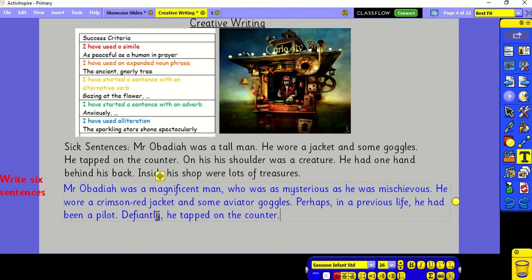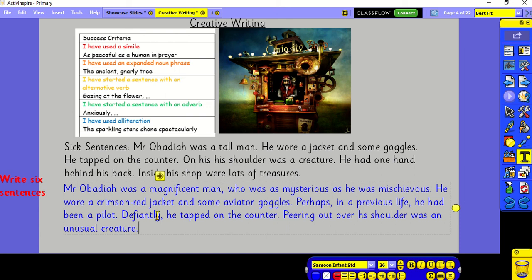Next sentence, on his shoulder was a creature. I'm going to say peering out, which means looking out, that's an alternative verb. Peering out over his shoulder was an unusual creature. Full stop.